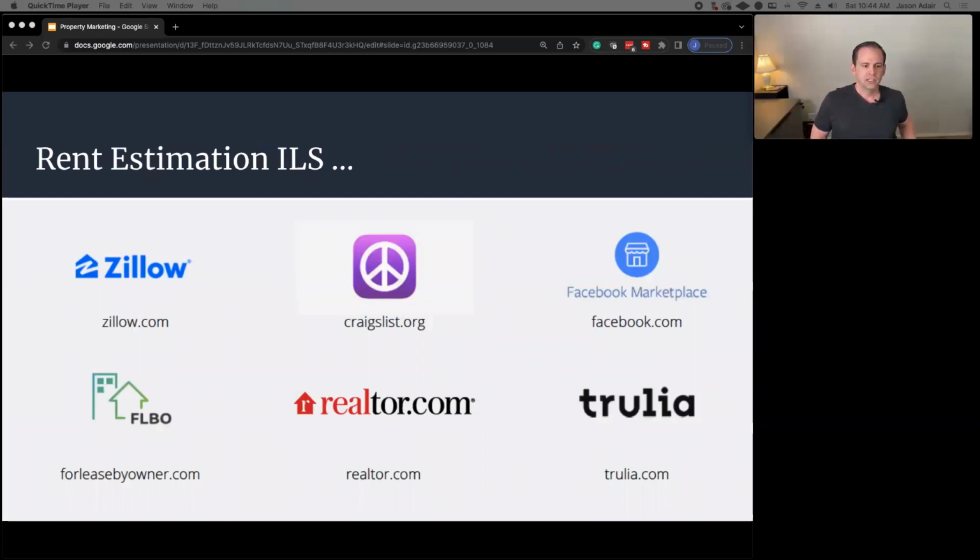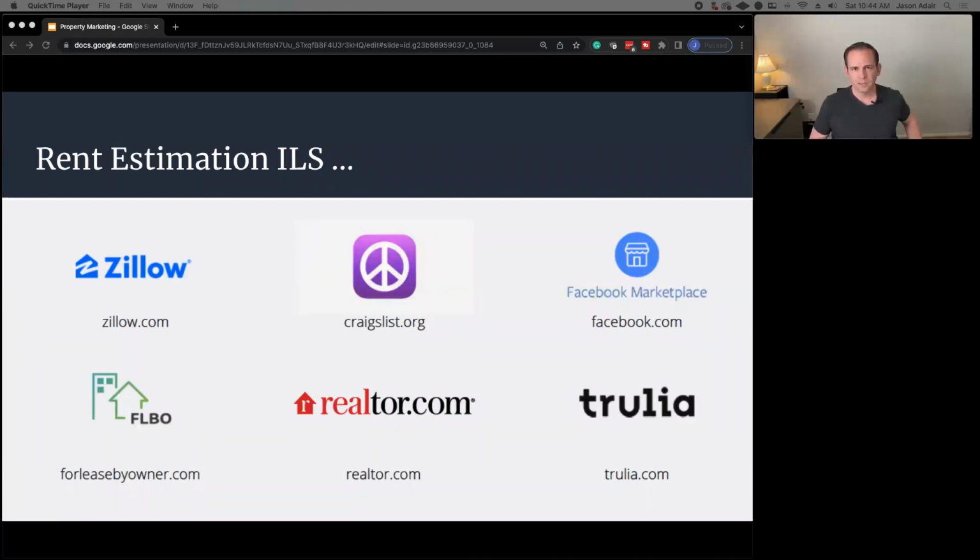Okay, so your rent estimation, your internet listing services. Now, in the resource section you'll have a list of maybe a half dozen of these internet sites that just do free estimation services. But one of the things that I like to use for market surveys and getting estimates is just going to the sites that list rental properties. Again, here's some of them, but there's a lot out there. Zillow, Craigslist, Facebook Marketplace is a good one.